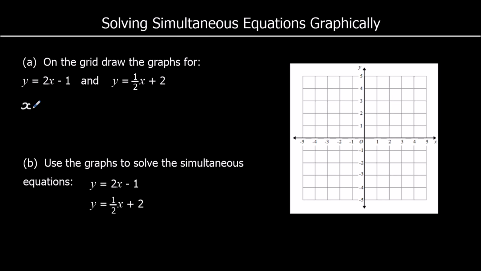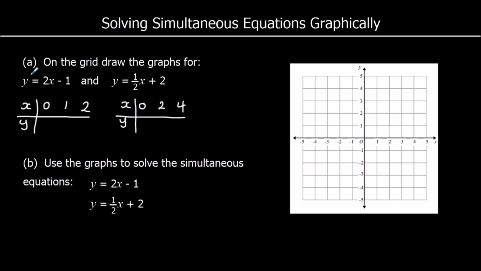We'll find 3 coordinates. They're straight line graphs. So if we find 3 coordinates, I'll pick 0, 1 and 2 for the first one. It doesn't matter which numbers you pick as long as they're from the x values. And for the second one, because I'm halving my x's, I'm only going to pick even numbers. So I'll pick 0, 2 and 4.